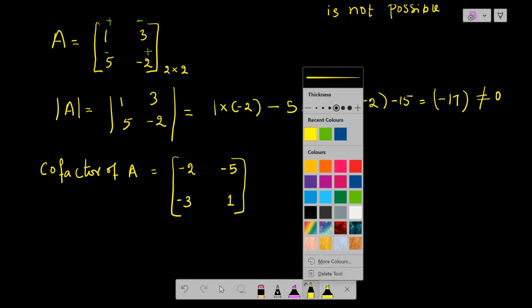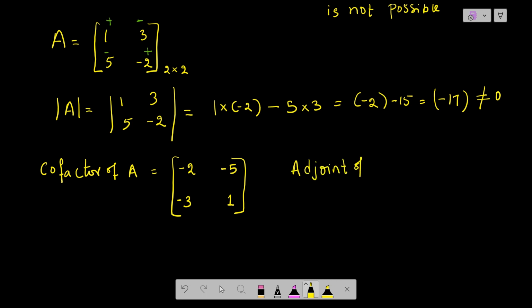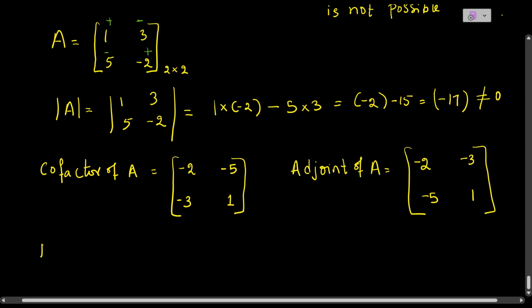Now find the adjoint of A. The adjoint of matrix A is given by just interchanging its rows and columns: minus 2, minus 3, minus 5 and 1. Did you understand, students?